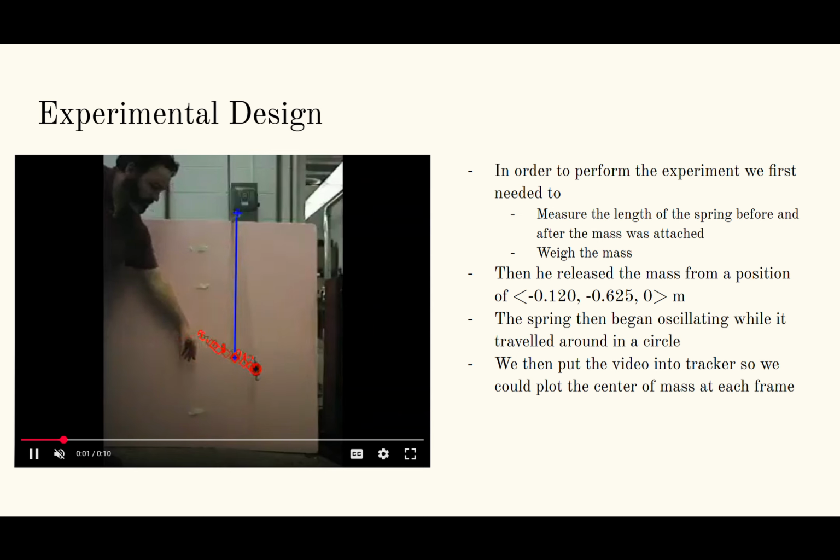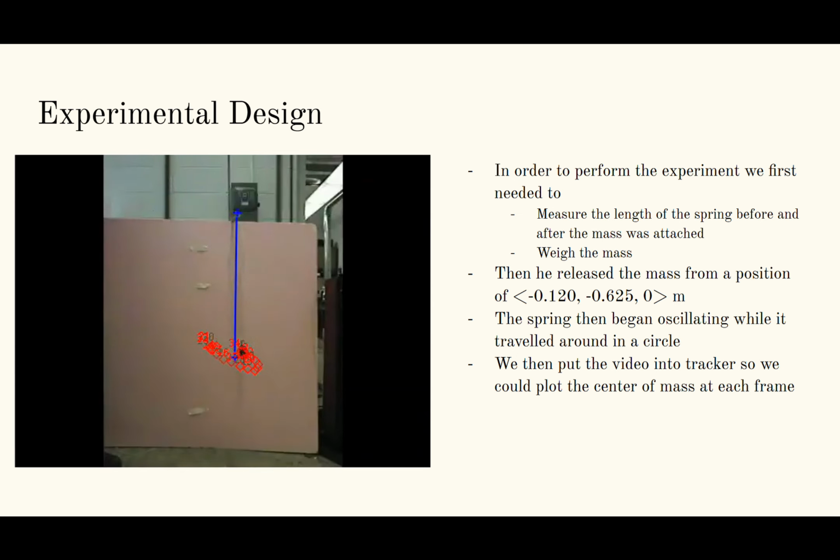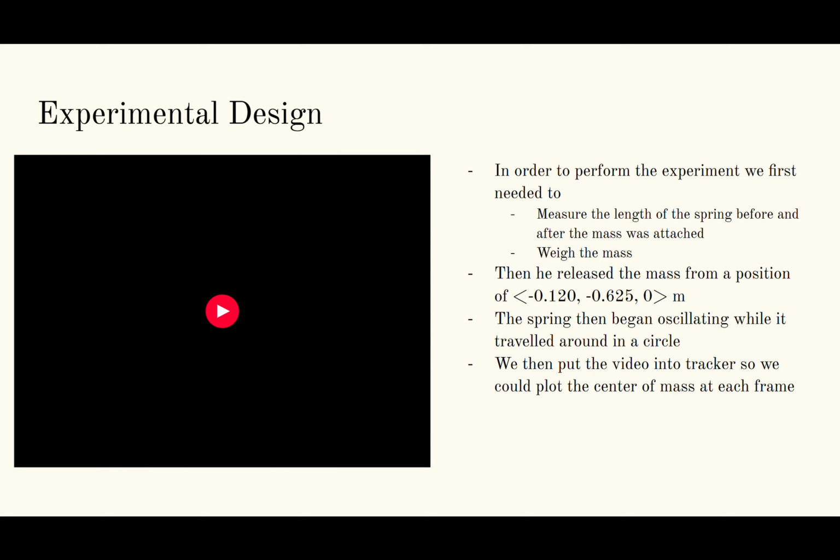On the left, we can see the video from the tracker. In order to perform this experiment, we first needed to measure the length of the spring before and after the mass was attached, as well as weigh the mass. The mass was released from a position of negative 0.12, negative 0.6250 meters. The spring then began oscillating while it traveled around in a circle, and we put the video into Tracker so we could plot the center of mass at each frame.